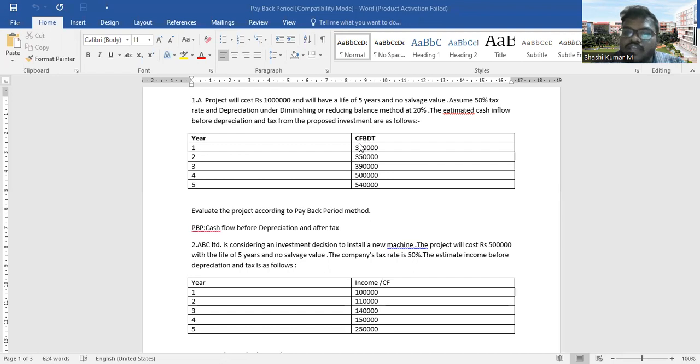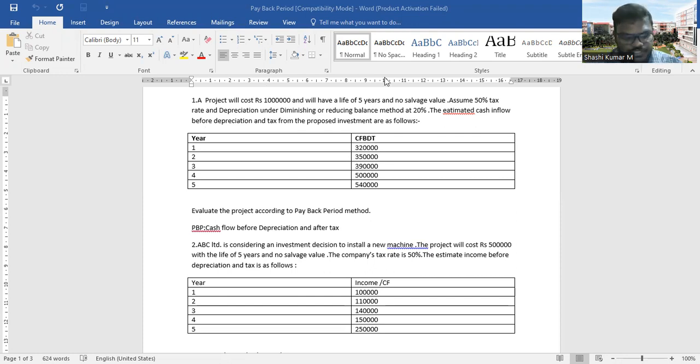Here they have given a cash flow before depreciation and tax. But for our calculation, we need a cash flow before depreciation and after tax. That is the information we need, so we have to do the calculation. Let us move towards the calculation.